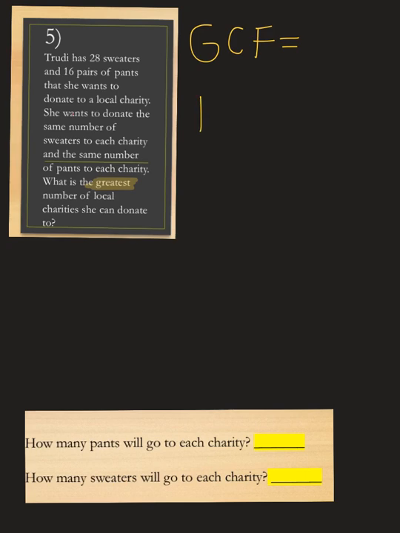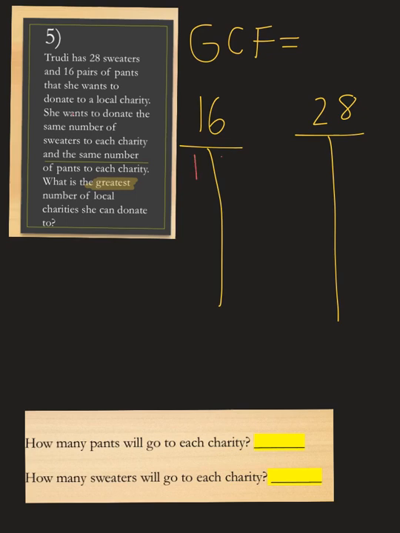So we can start by listing our factors of 16, so our T-chart, and then our factors of 28. So factors of 16, we can do 1 and 16, 2 and 8, 4 and 4. Factors of 28, 1 and 28, 2 and 14, and 4 and 7.